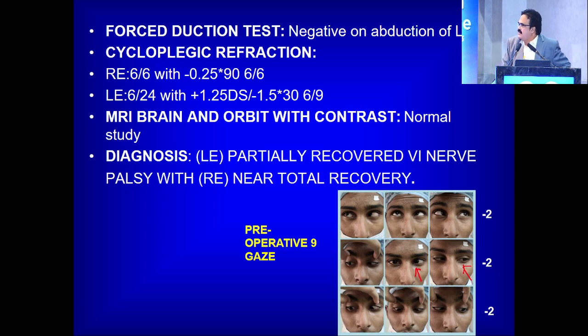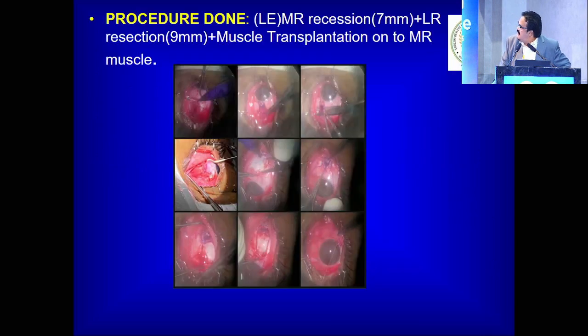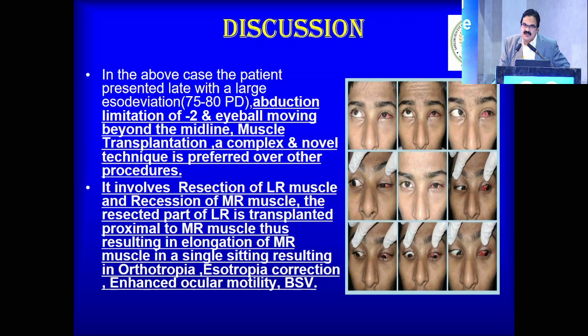You can notice the deviation, and there is a disproportionate amount of recovery and motility issue. So this is a peculiar situation. Usually in a lateral rectus palsy, as we discussed earlier, the R&R procedure works very well up to 50 prism diopters of deviation, and even modified Nishida is also doing very well. But here, the situation is 75 prism diopters and minus 2 limitation. Simple R&R is not going to work. So I did a muscle transplantation surgery again. You can notice here, we achieved orthotropia and the patient got relieved of double vision.